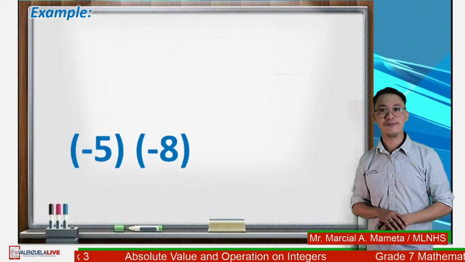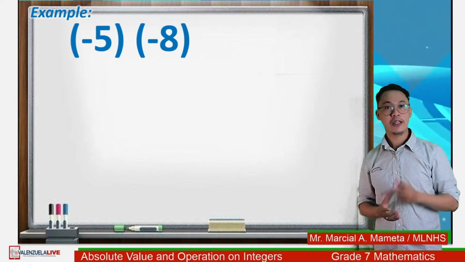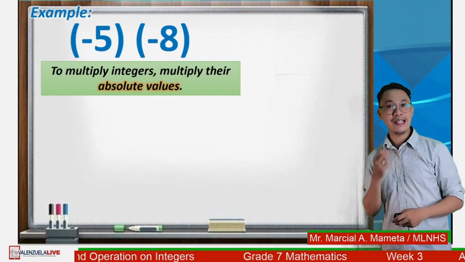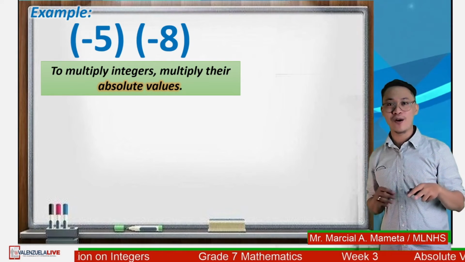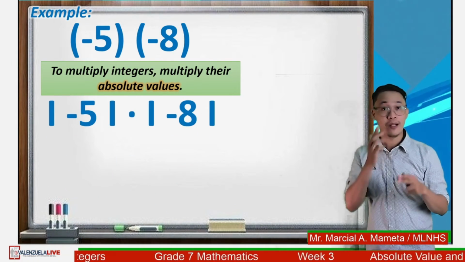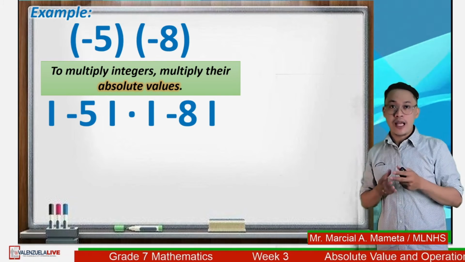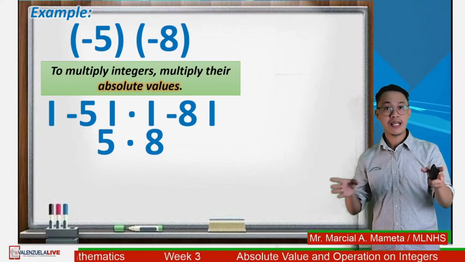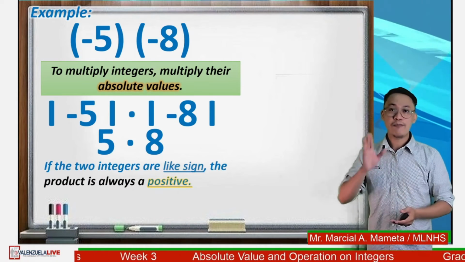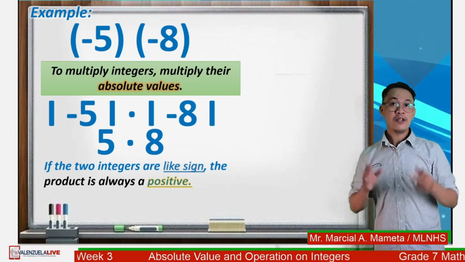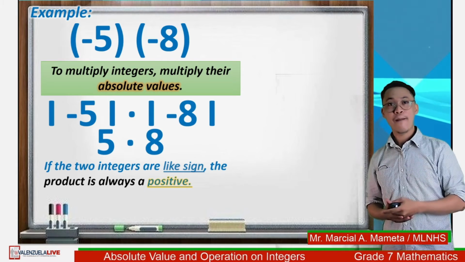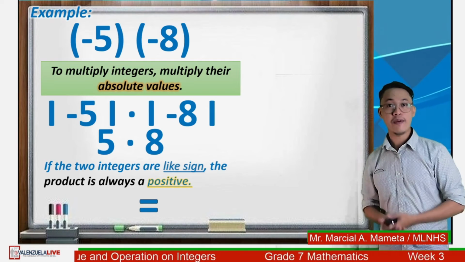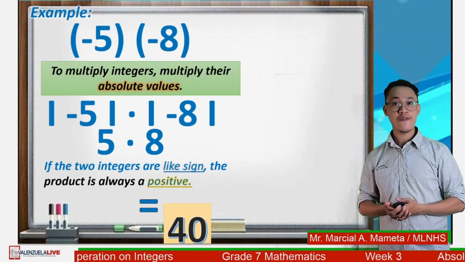How about this one? Negative 5 times negative 8. To multiply, again, the integers, multiply their absolute values. So we have the absolute value of negative 5 times the absolute value of negative 8. The result is 5 times 8. In this case, if two integers are like signs, the product is always positive. So therefore, the result for negative 5 times negative 8 is equal to positive 40.